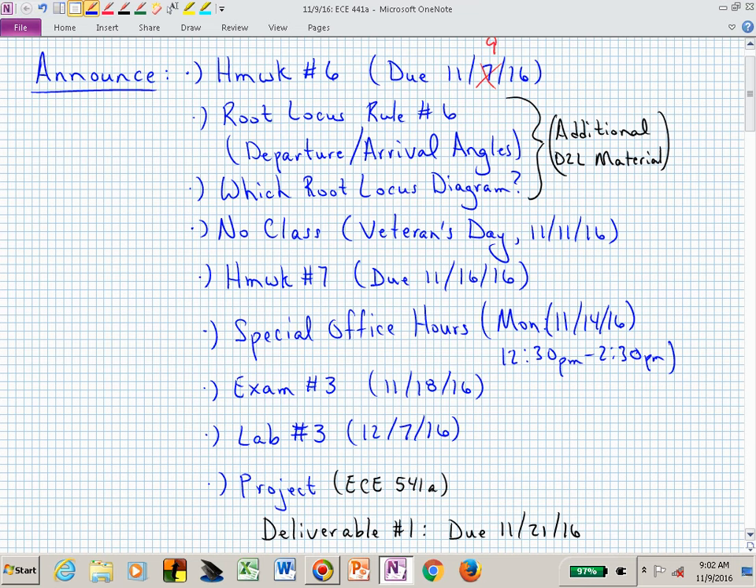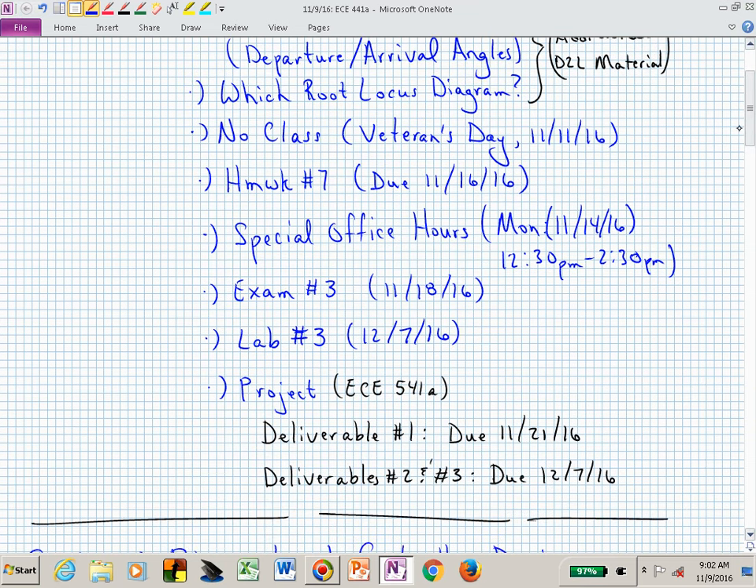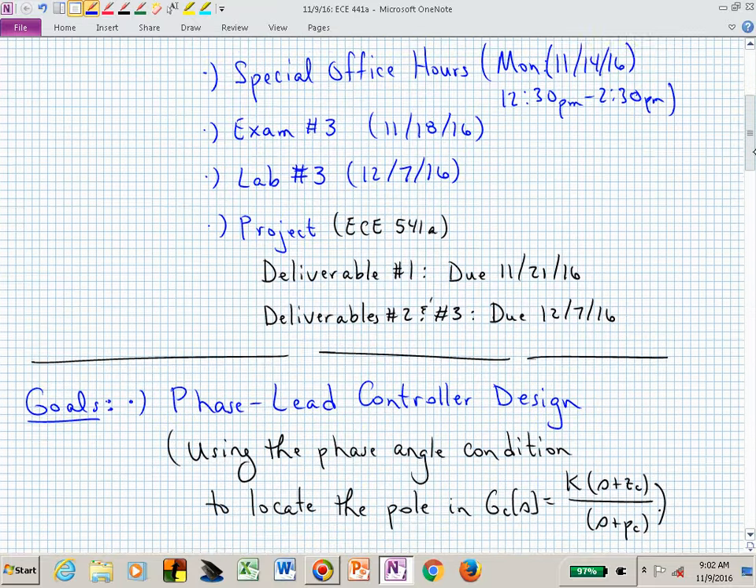Lab number 3 is due the last day of class, but lab number 3 is dealing with controllers for our particular mechanical system, and in that sense it might be helpful to look at that because you're implementing a phase lead controller and a PID controller on a particular plant, and that may be possible topics for exam number 3. If you are in 541A, there are the deadlines for the different deliverables.